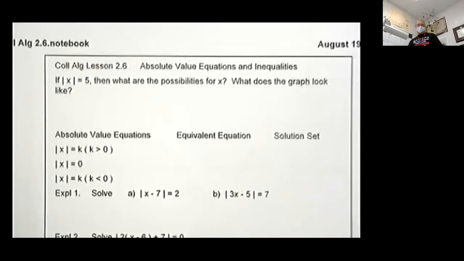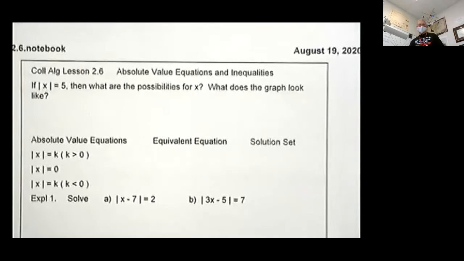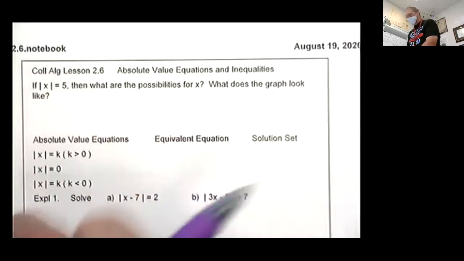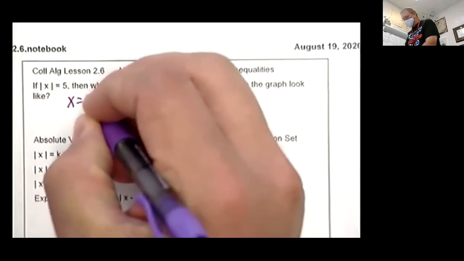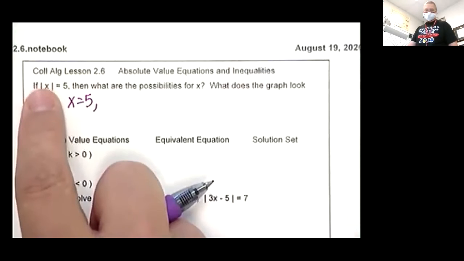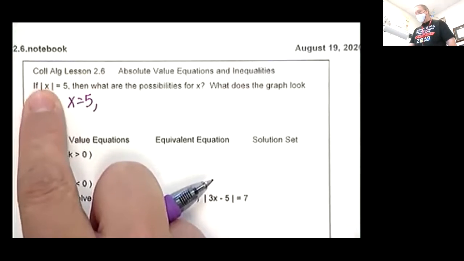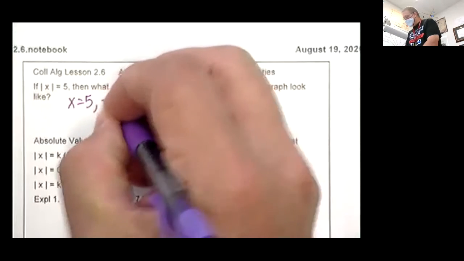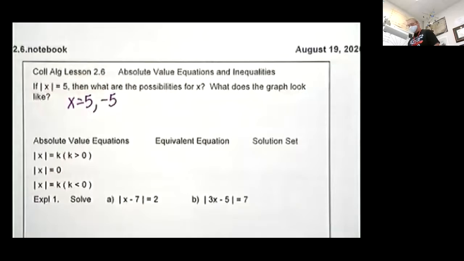You looked at absolute values back in Algebra 1, so let's define. If the absolute value of x is equal to 5, what are the possibilities for x? What does that graph look like? Well, for the absolute value of x to be 5, x is equal either to 5, the number we plug in and make positive, or we can also plug in -5, make it positive, and that's also equal to 5.